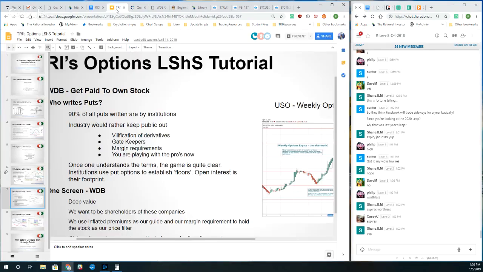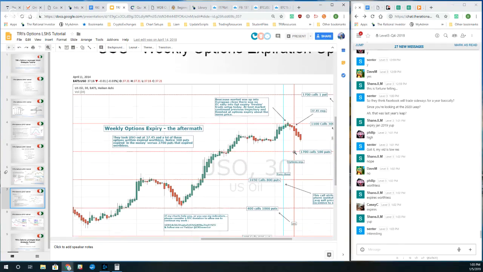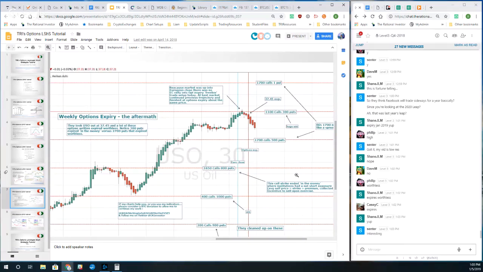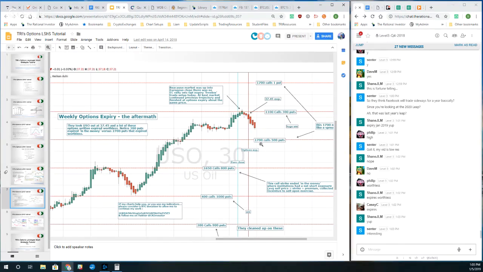In the slideshow presentation, we showed you an example of weekly options expiry. This happens to be on oil. Heading into the expiry, we look at the open interest and we can see there's 300 calls and 900 puts. Here there's 400 calls and 1,000 puts. Here there's 1,650 calls and 800 puts. Now look what happens when we start going up here. Here there's 1,700 calls and 500 puts. 1,100 calls and 300 puts. And look at up here, 1,700 calls and 1 put option.